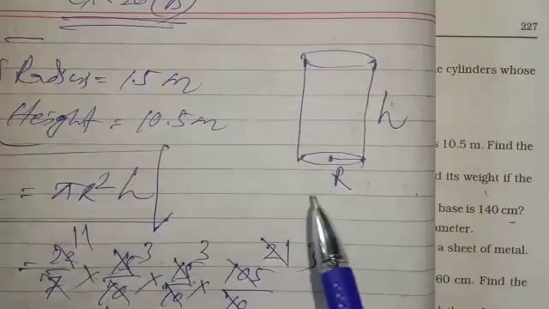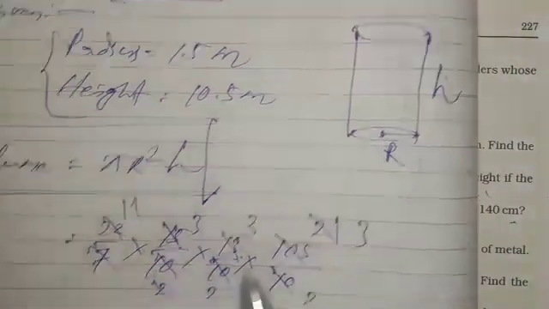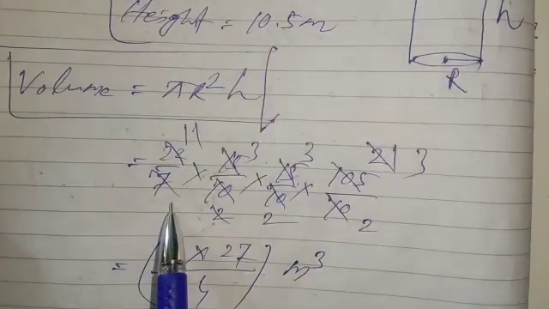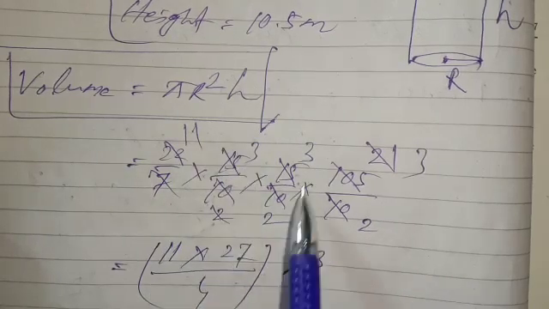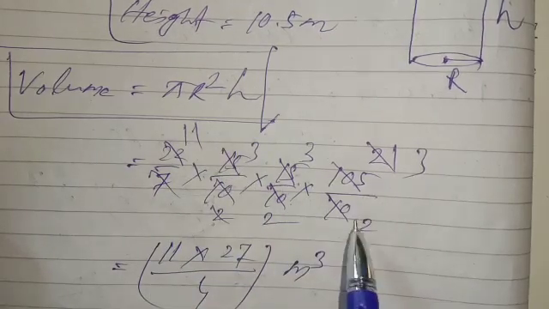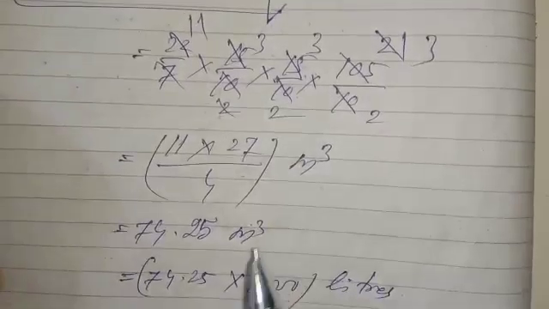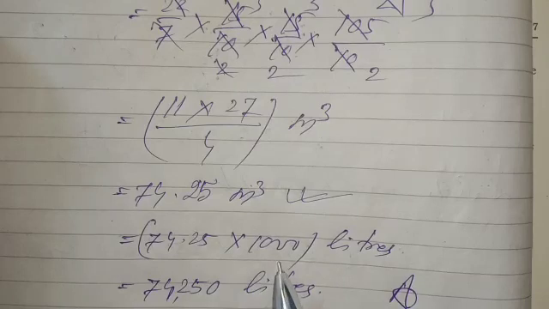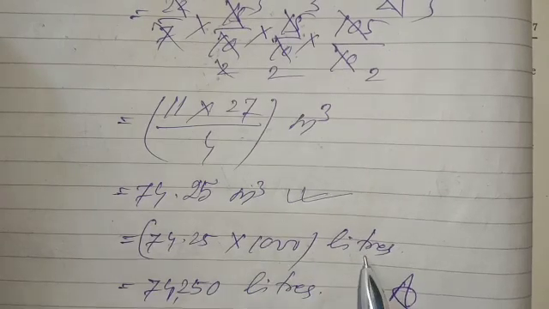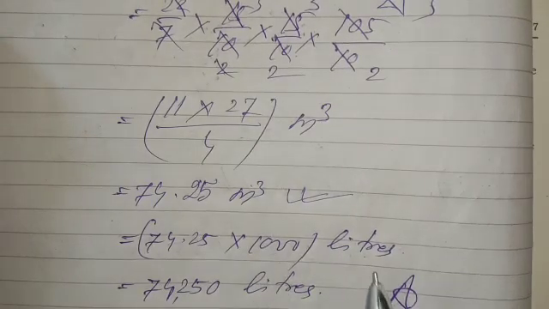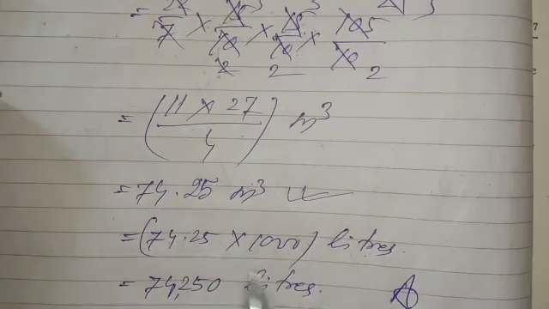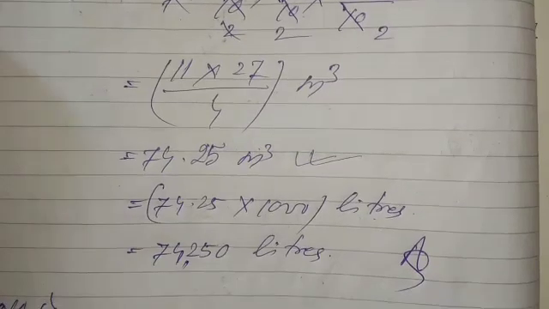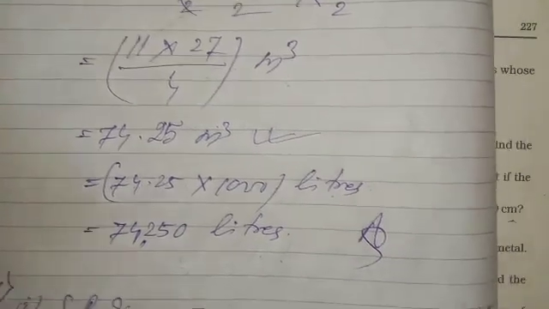You have to draw a rough diagram of the cylinder. Volume, the capacity, is pi r square h. Put the value: pi means 22/7, radius 15/10, 2 times you have to write, height 105/10. After simplification it is coming 74.25 meter cube. If you multiply by 1000 then it will convert to liter. 1 meter cube equals 1000 liter. That is 74.25 into 1000, which is 74,250 liters. Okay. I think it's clear. Number 2.